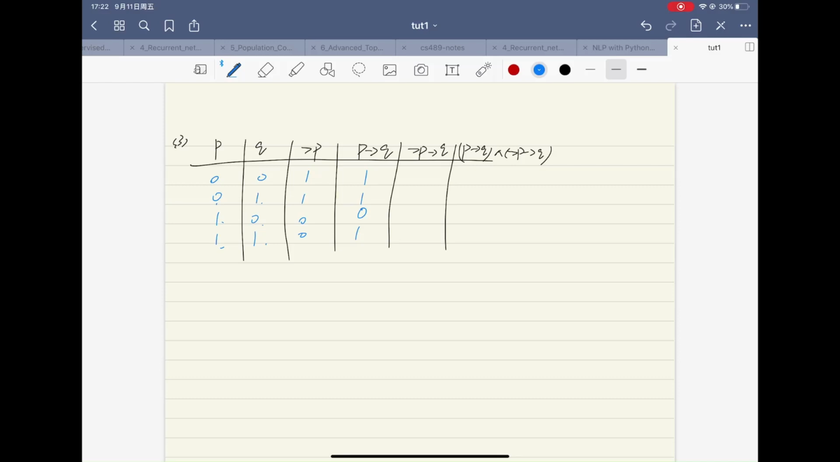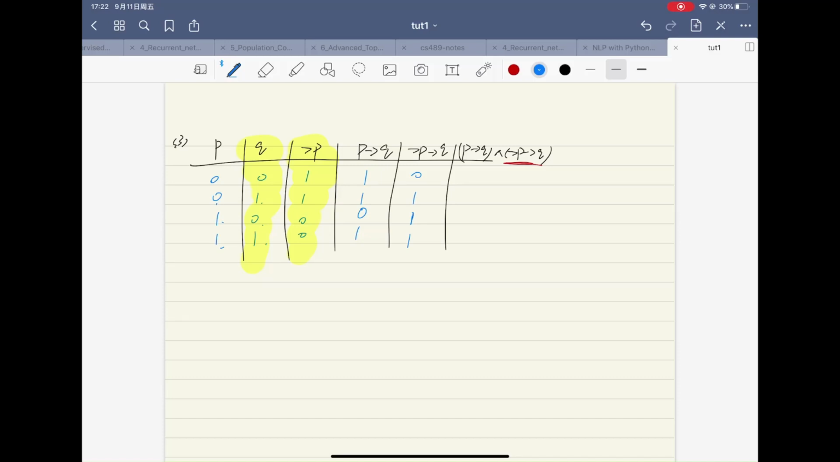And we want the not P implies Q. We need this column and this column. Not P implies Q. True implies false will be false. True implies true will be true. False implies false will be true. False implies true will be true.